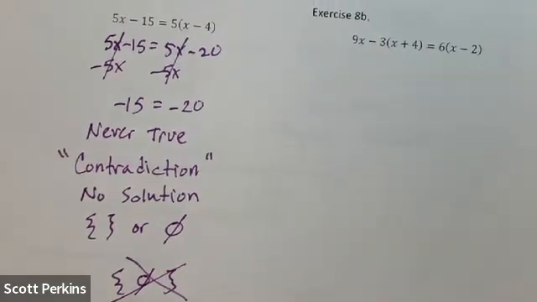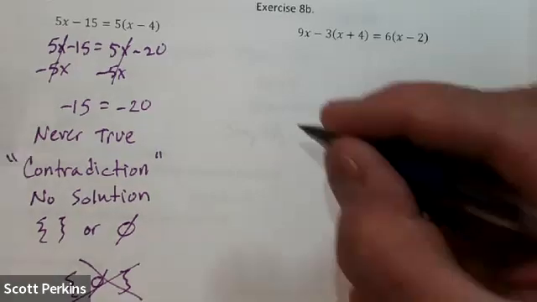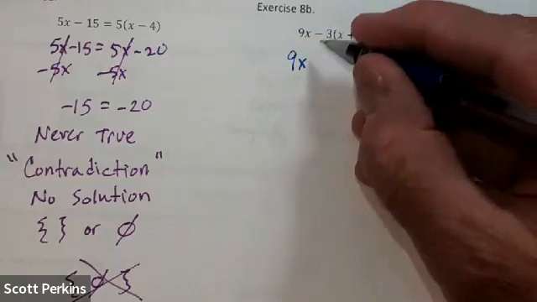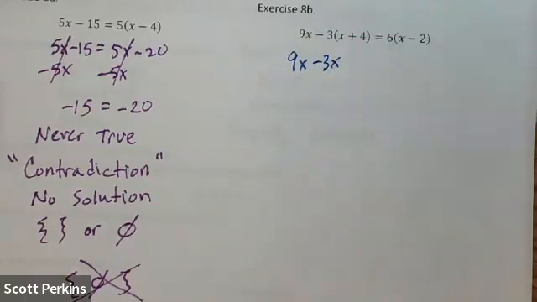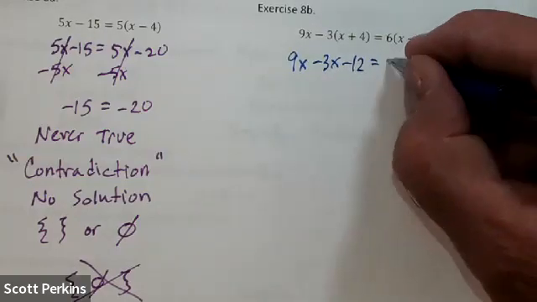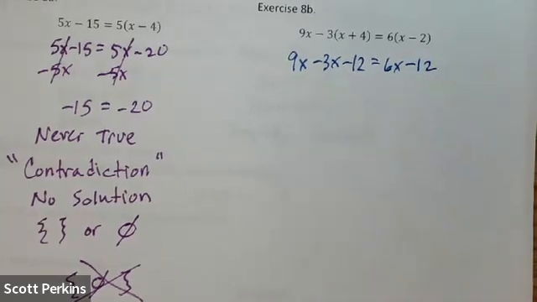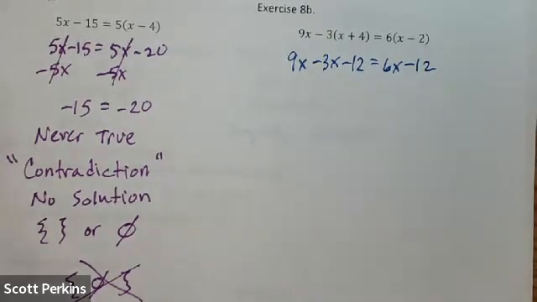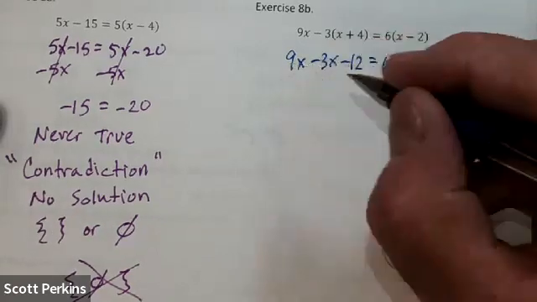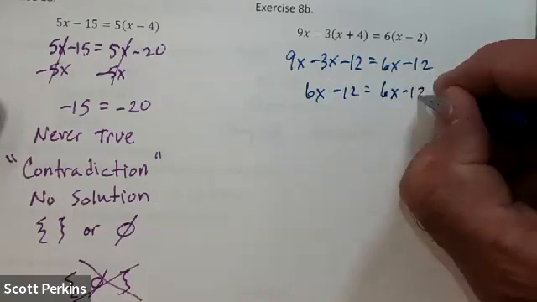All right, last problem. Something similar is going to happen here. So we see this problem, we're like, oh, cool, distributing. I love to distribute. It's one of my favorite things mathematically to do. So let's do it. 9x, -3 times x is -3x. -3 times 4 is -12. On the other side, 6 times x is 6x. 6 times -2 is -12. Great, I love to distribute. Collecting like terms is my second favorite thing to do. So 9x minus 3x is 6x minus 12 and 6x minus 12.